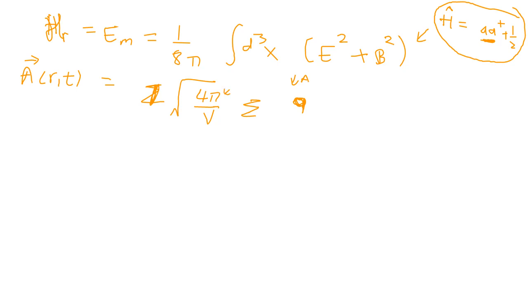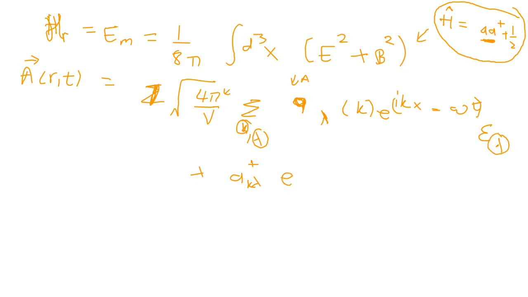So you get a_{k lambda} e^{i(k x minus omega t)}, and then you also have to include the polarization vector epsilon lambda, plus the complex conjugate. You have to sum through the momenta and also through these polarization numbers, so we get a_{k lambda} e^{i(k x minus omega t)}.